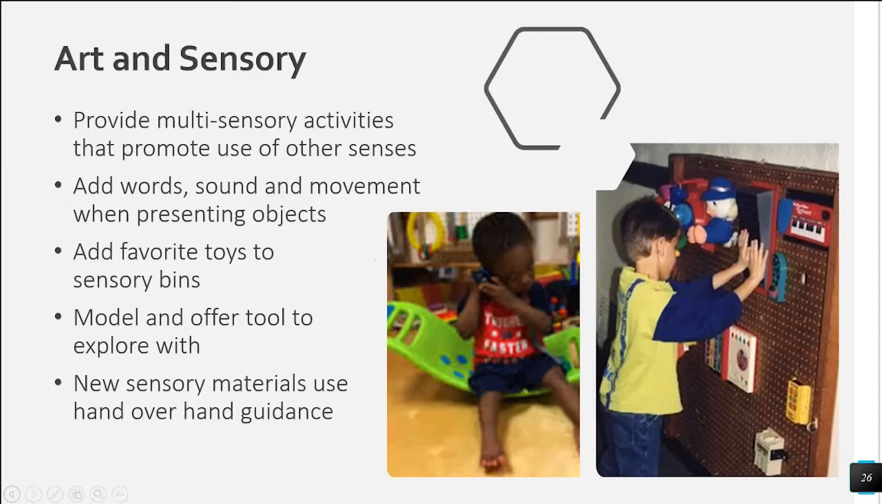The following are some ideas and resources to set up and facilitate art and sensory play. Provide multisensory activities that promote the use of the other senses, such as pair smelling jars with the real objects. Encourage children to touch, smell, and taste different things if appropriate. To ensure children's well-being, verify allergies before starting this activity.